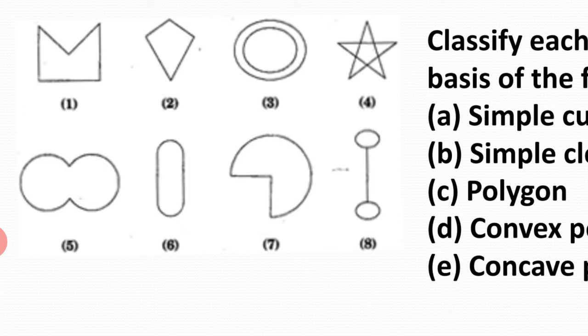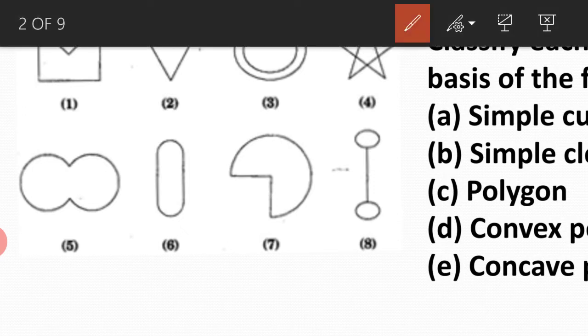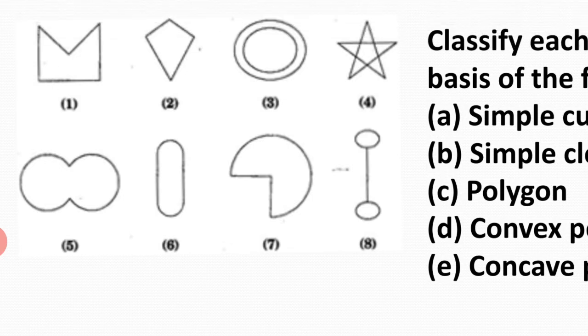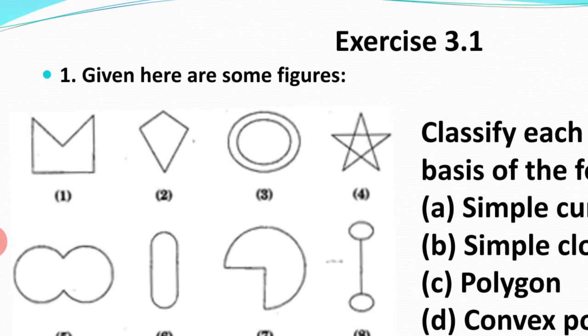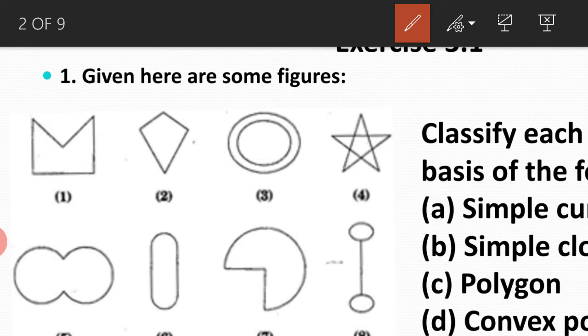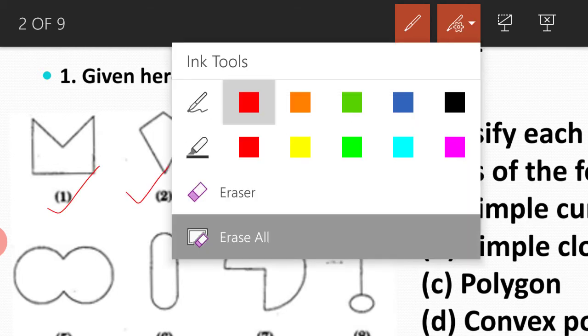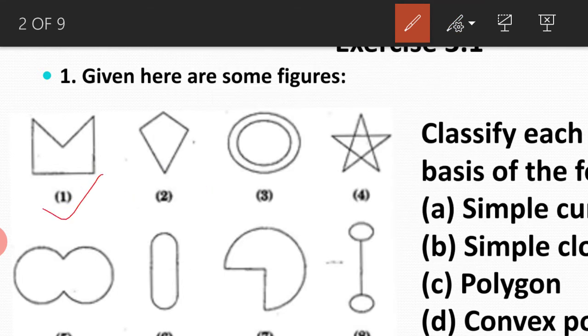So these figures, how many of them are simple curves? It is very easy to identify. Simple curves means which are not intersecting or which can be traced without lifting the pen. So the first one is, yes, it is a simple curve. Second one is also a simple curve. Is it okay? So first one, second one.